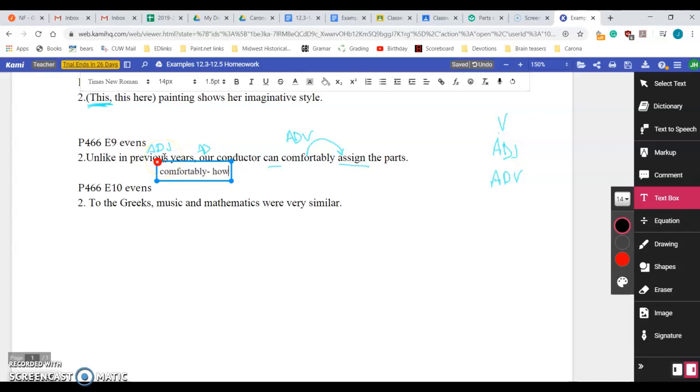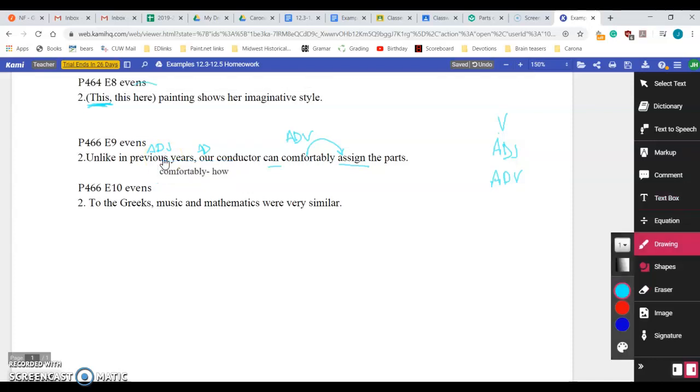Finally, last but not least, we have to the Greeks, music and mathematics were very similar. Our instructions for page 466 are to write each adverb and then write the word it describes in parentheses. So that should be super easy. We have to the Greeks, which is a prepositional phrase. Music and mathematics were very similar. We have math and music, which are both nouns here.